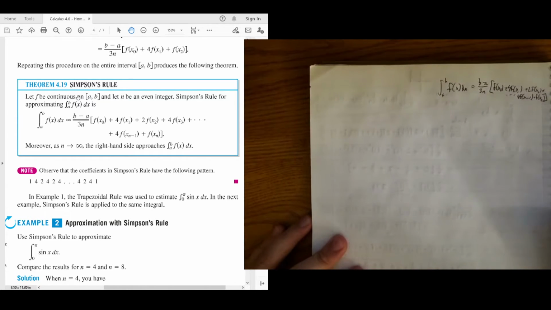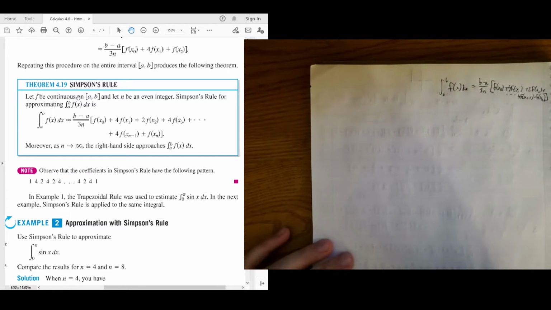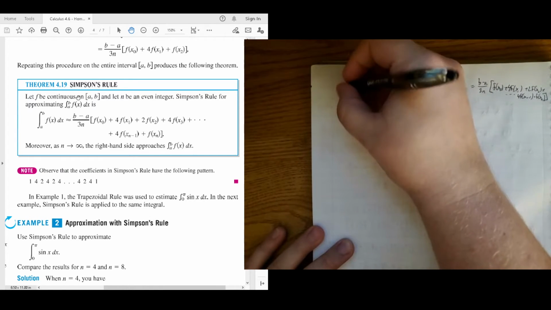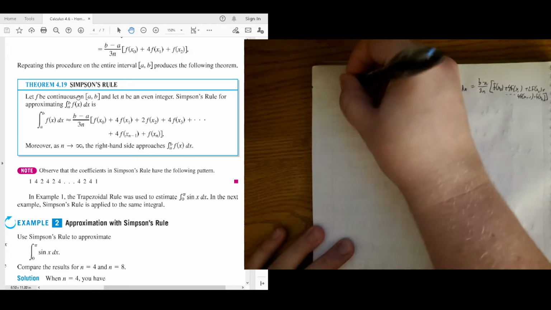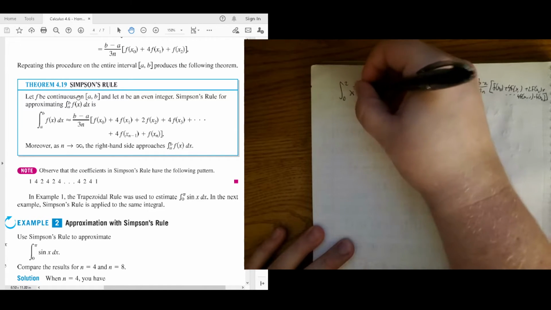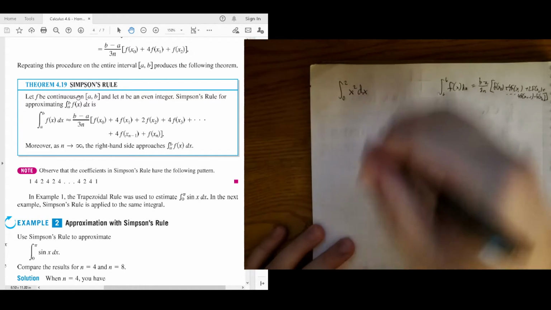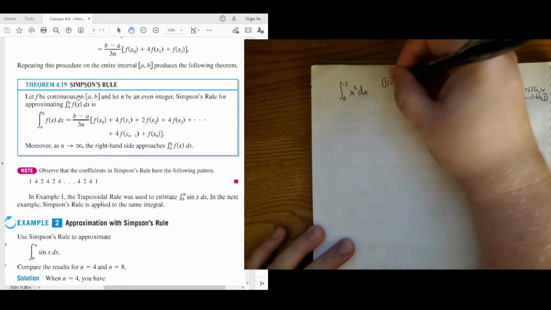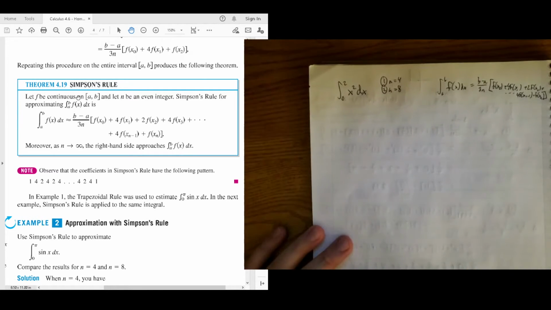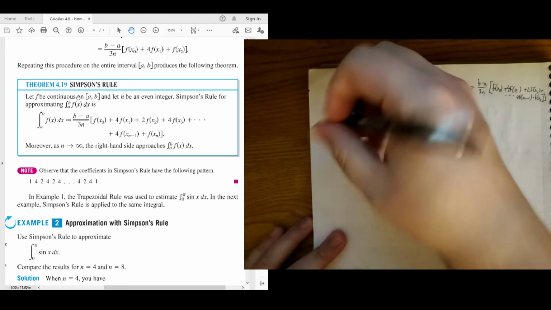Alright, here we go. We're going to do the integral, just like before, from 0 to 2 of x squared dx. Alright, I'm going to do it twice. Once with n equals 4, and again with n equals 8. First time, n equals 4.